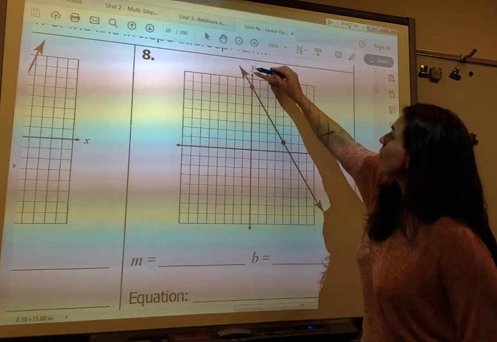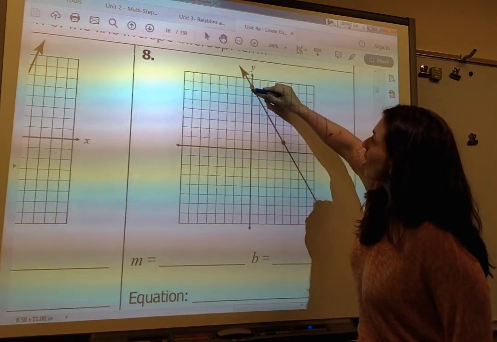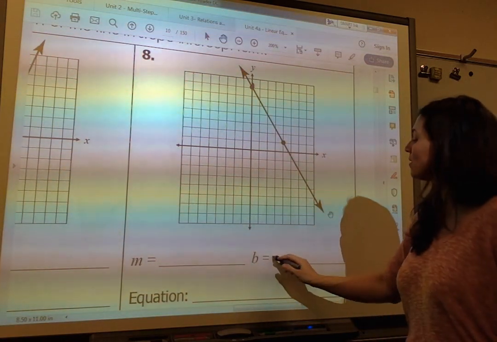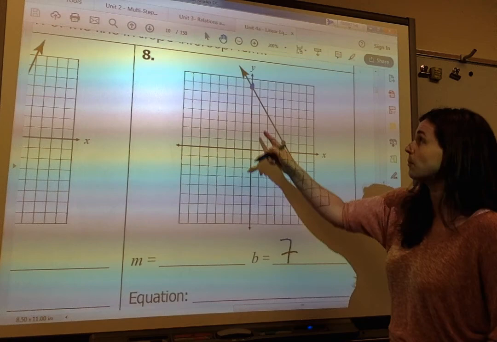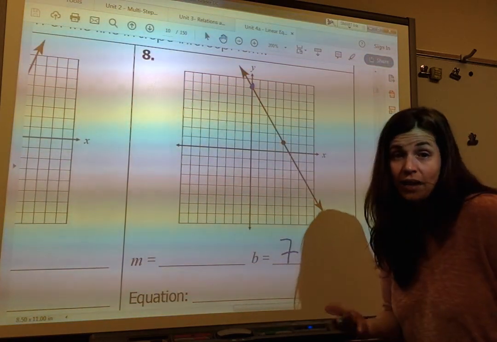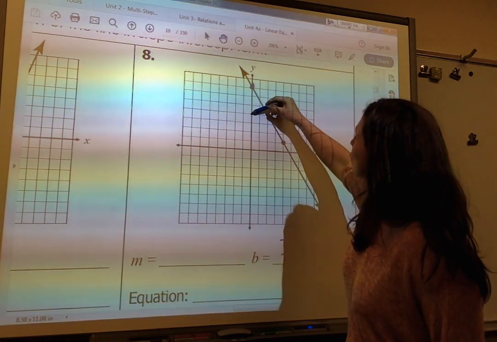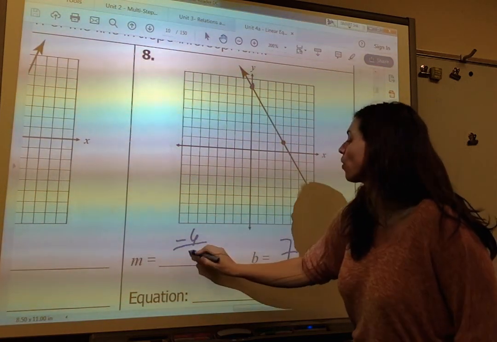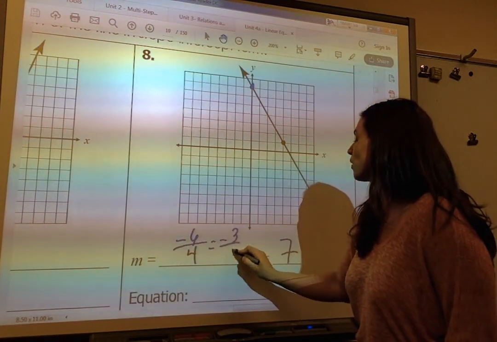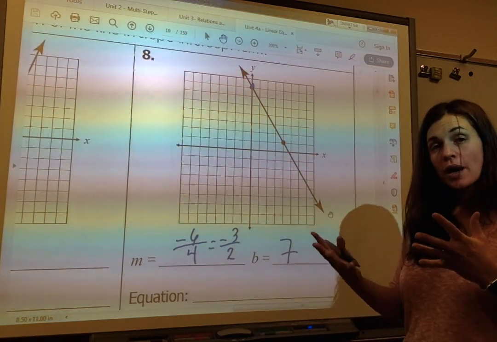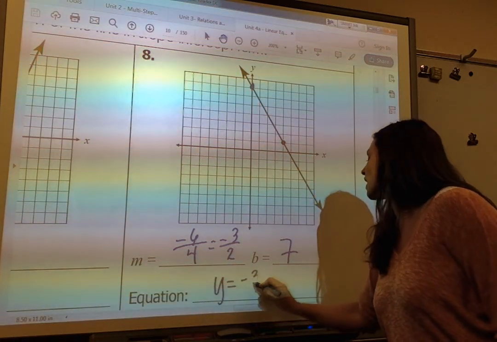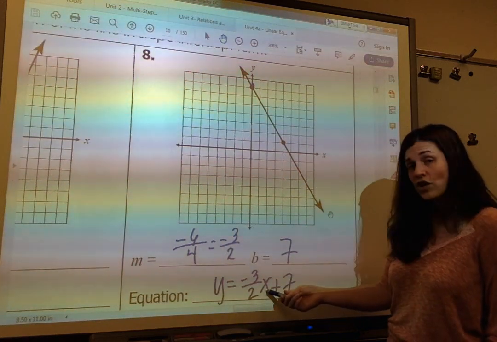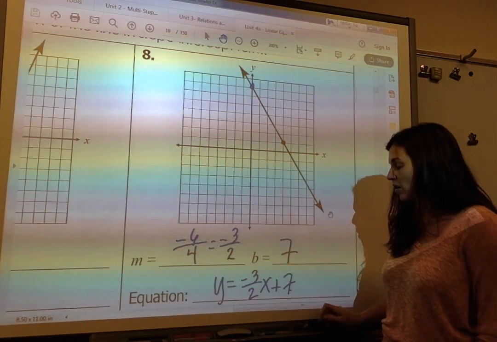Number 8. Where is my beginning point? Where does it cross my y-axis? Right here. So it's 1, 2, 3, 4, 5, 6, 7. So it crosses my y-axis at 7. So my beginning point is 7. My slope I know is negative. So it's going to go down 1, 2, 3, 4, 5, 6. Down 6. Run 4. But that can be reduced to negative 3 over 2. So when I put it together as my equation, y equals negative 3 halves x plus 7. Always remembering that slope is my coefficient and my beginning point is that constant term.